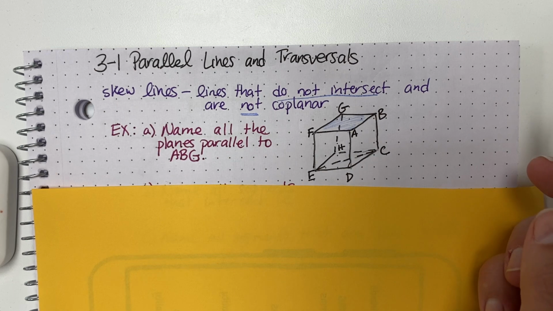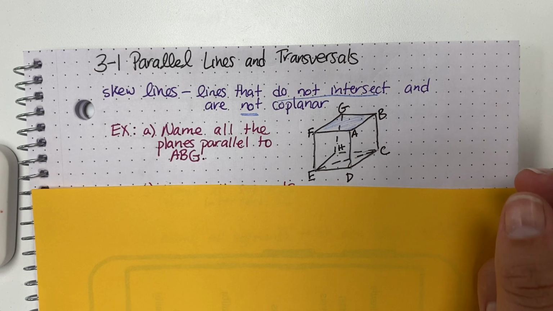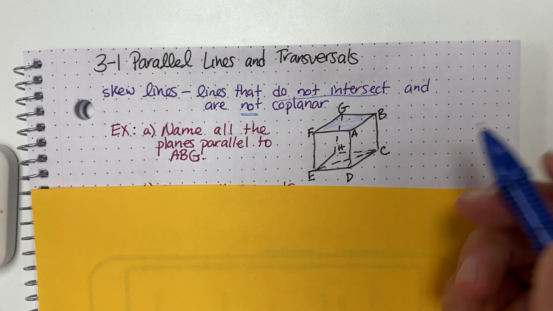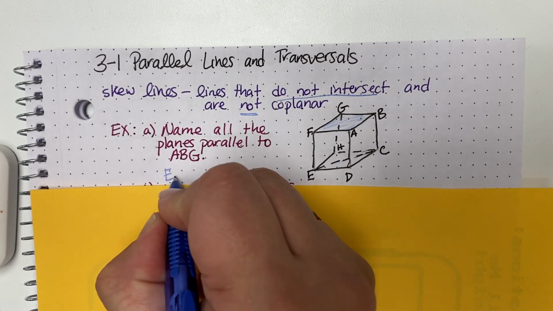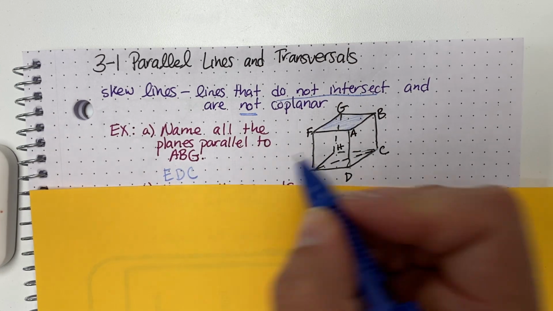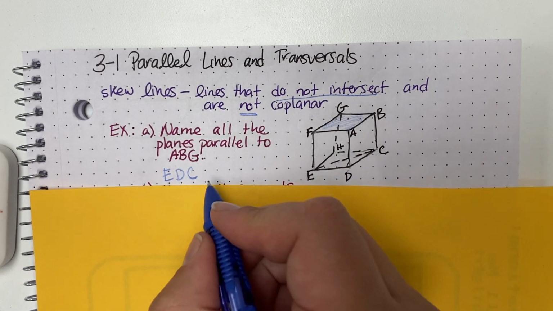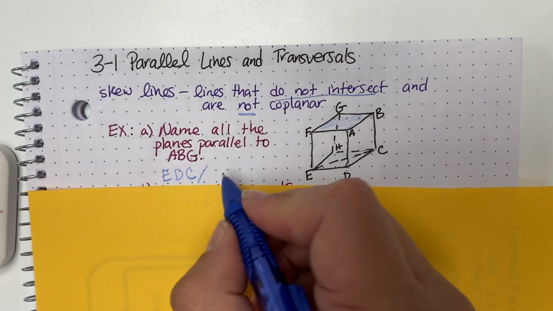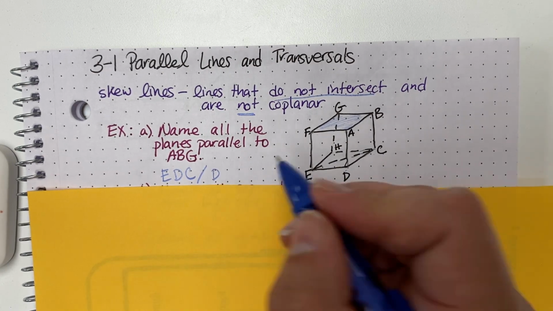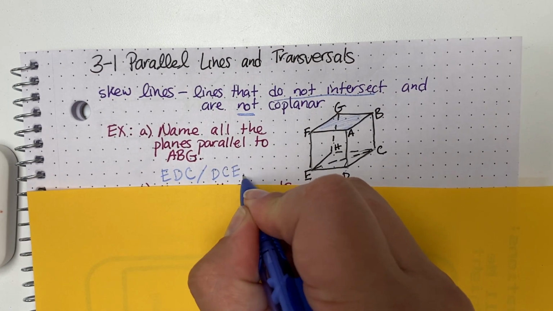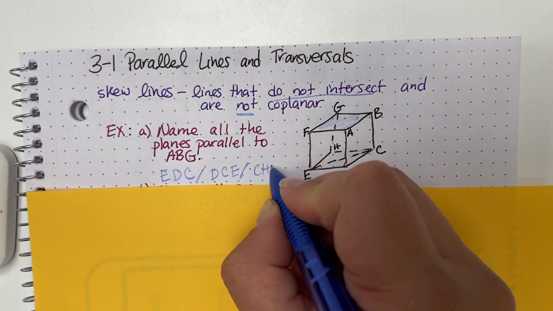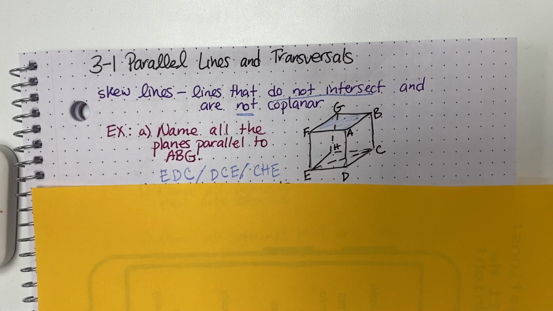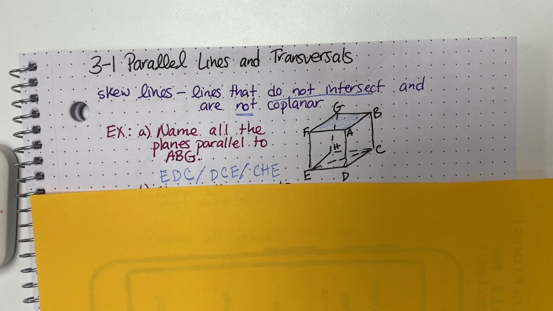So the planes parallel to it, well, if you think of a box, it would also be that bottom plane. So we could call that EDC. We could call it DCE. We could call it CHE. Any of those names that talk about that bottom plane. Okay, remember planes need 3 letters.